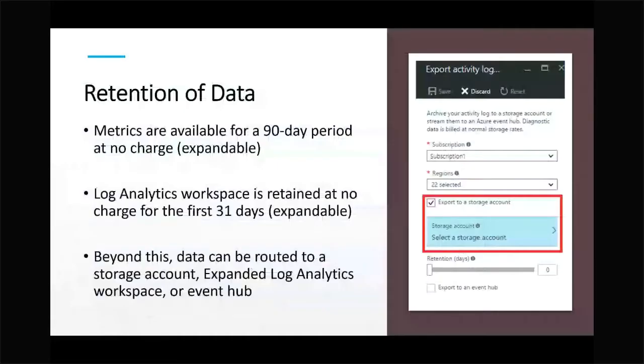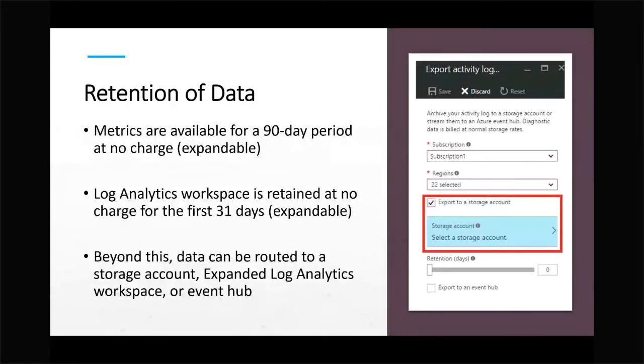One thing that is critically important and is another highlight of this presentation, if you take away a couple of things, I think this is one of the most important: retention of data. So by default, metrics are available for a 90-day period, and this changes pretty frequently. So keep up to date on what that level is.